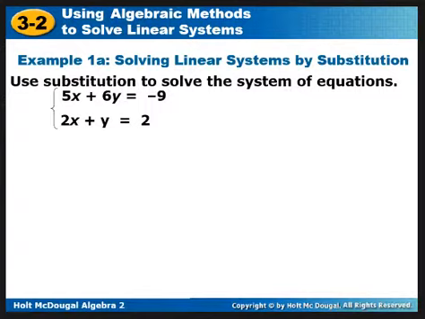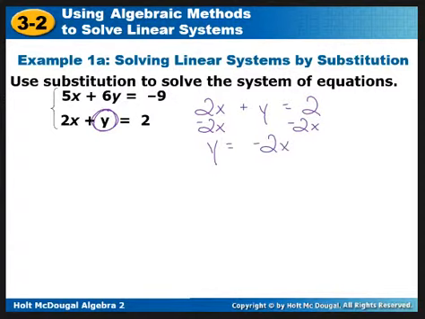Hopefully you had the chance to pause and work through what's going on here. We're going to use substitution in a very similar manner to what we did on the previous slide. Again, I'm going to take a look at the equation that has a variable that's already semi-isolated to begin with. So I'm going to take that bottom equation because there's nothing in front of the y variable. I'm going to rewrite it and solve for that variable. So y is equal to negative 2x plus 2.